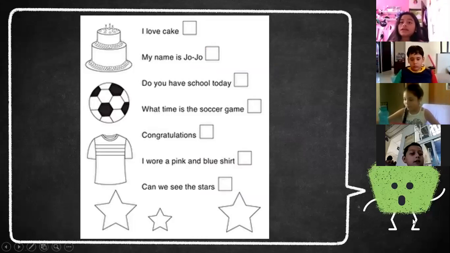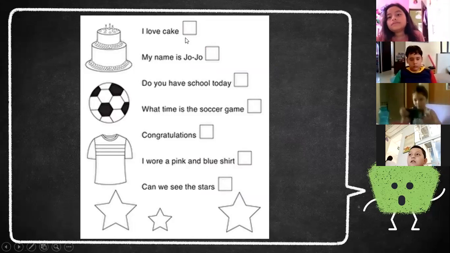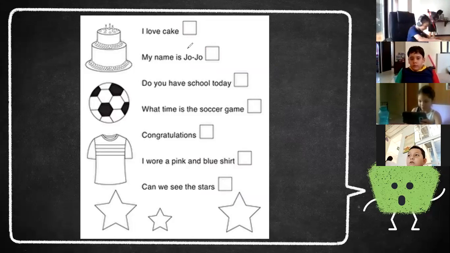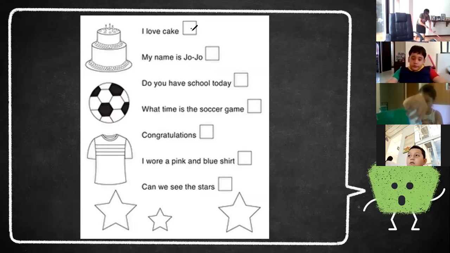I love cake. Okay, Daniela Blandón, tell me the first one. What can you write? A period, exclamation point, or question mark? The period. A period. Okay. We work with different colors today. We write a period. I love cake. Good job.